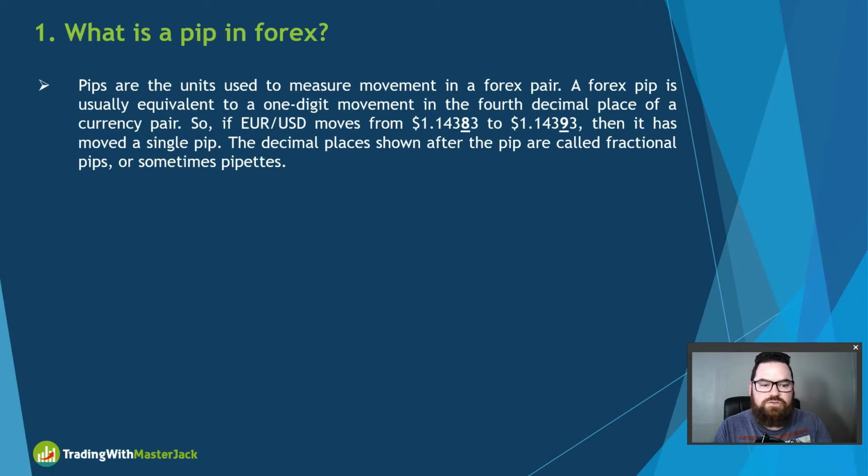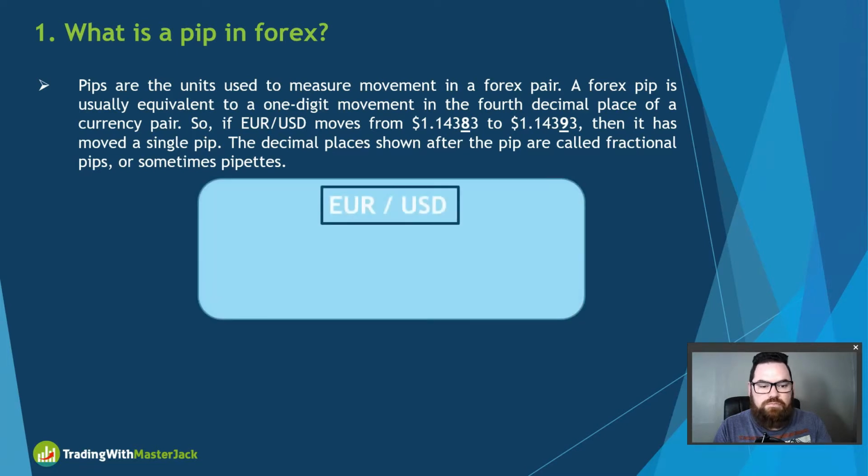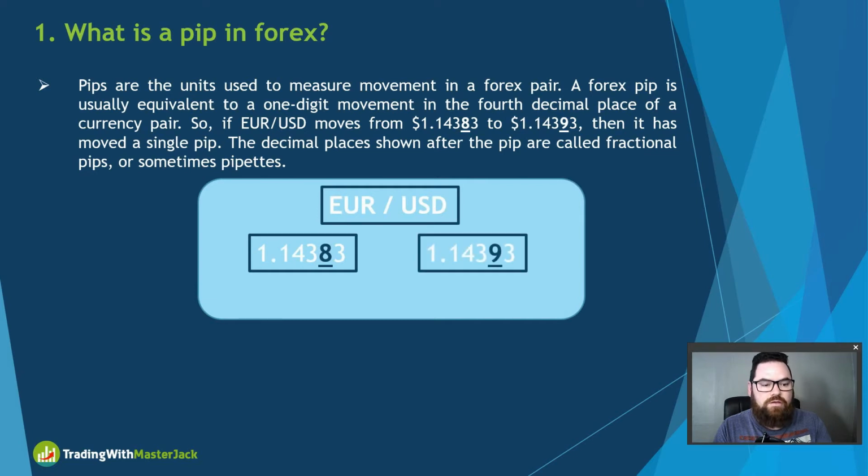The decimal places shown after the pip are called fractional pips, or sometimes pipettes, which we will deal with after this. Just to illustrate this example, the Euro USD 1.14383 moves to 1.14393. The fourth decimal place movement from 8 to 9 was 1 pip.